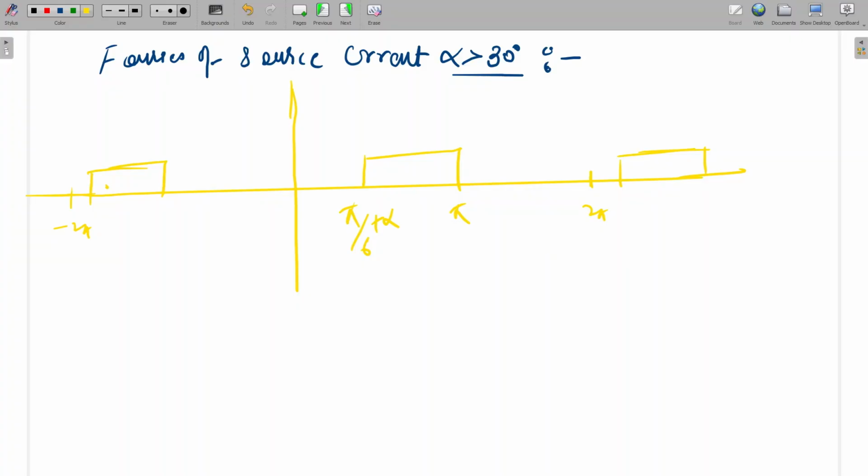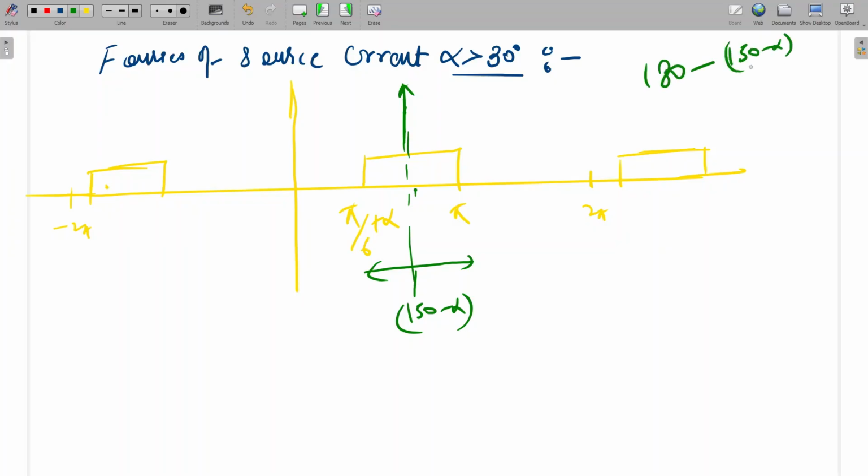Can anyone tell? So here also we have to find this midpoint. What will be this midpoint? What will be this, here to here? This will be 150 minus alpha. So what will be this point value? Value of this point? Can anyone tell? This is 180 minus (150 minus alpha) divided by 2. This will be this point value from 0 to here. Is it clear to all?